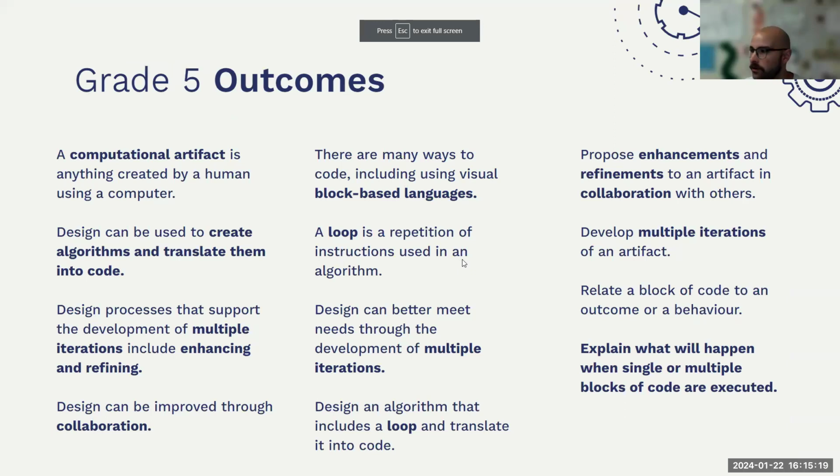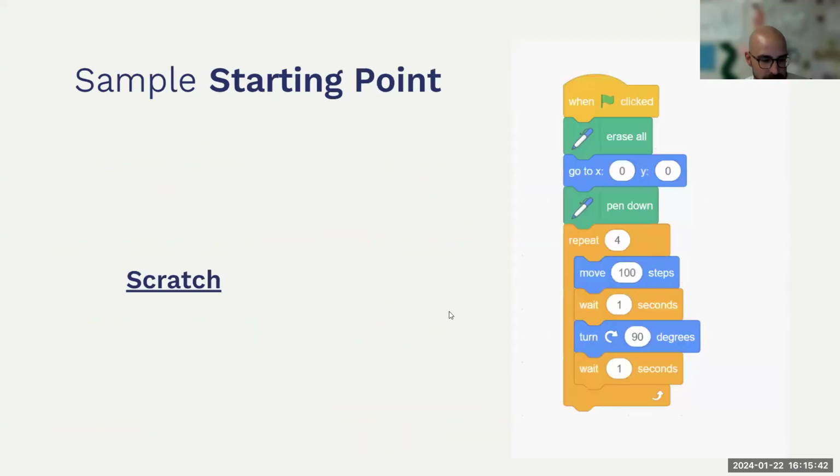And these are all the grade 5 outcomes you get by doing this project. So you get to make a computational artifact. They're creating an algorithm and putting it into code. They're doing something that includes multiple iterations of a program. They're enhancing and refining. It's done through collaboration. Oh, I mentioned loops. This is a loop, for anyone that isn't aware. Repeat 4 times. So it takes these bits of code and repeats it 4 times. So it's looped 4 times. So that's all a loop is. So they're getting that.